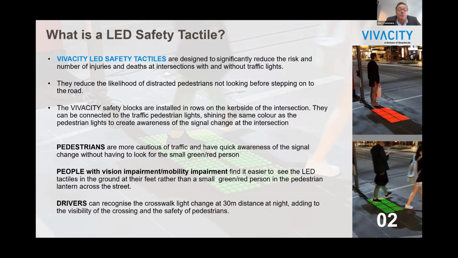This makes pedestrians more cautious of traffic, and gives them quick awareness of signal change without having to look up at the small green man across the street. People with vision impairment, mobility impairment, find it easier to see the LED tactiles in the ground at their feet rather than a small green red person in the pedestrian lantern across the street. And also drivers can recognize the crosswalk light change at 30 meters distance at night, adding to the visibility of the crossing and the safety of the pedestrians.